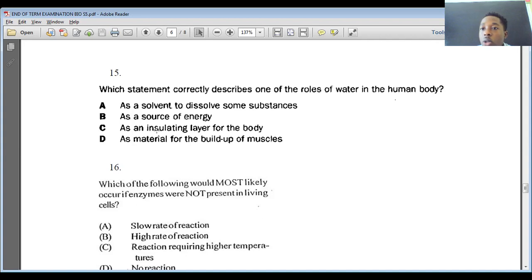All right, let's go to letter C. Now, as an insulating layer for the body, do you know what an insulator is, Tina? It's like that thing that you have to keep something at a specific temperature. So an insulator is a material that is used to coat another material to keep it at a specific temperature, a specific condition, right? Does water come into that section? Water does not do that. Okay, got it.